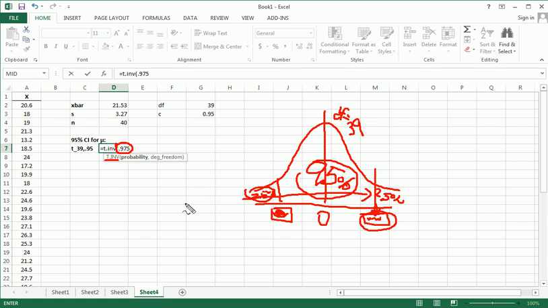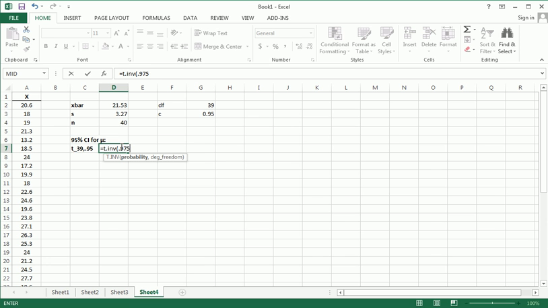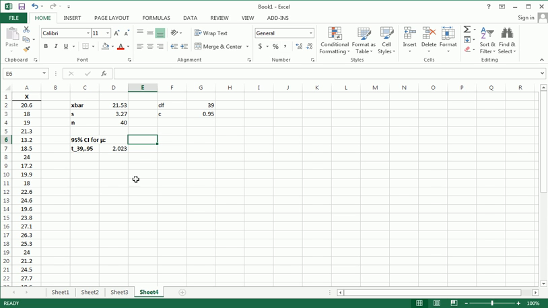Okay, so if you want, you can use your table as well. You'll look up 39 degrees of freedom and 95% confidence. Comma, degrees of freedom, we have this over here. Okay, close parentheses, hit enter, and this gives us a lot more detail than the table will. Okay, so now we can compute the confidence interval.